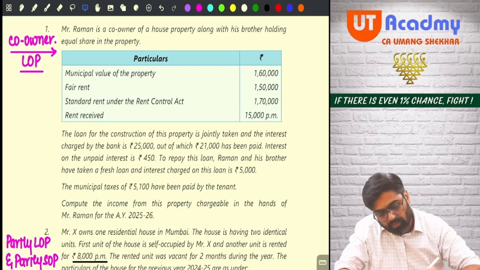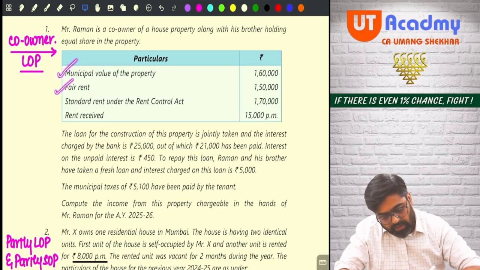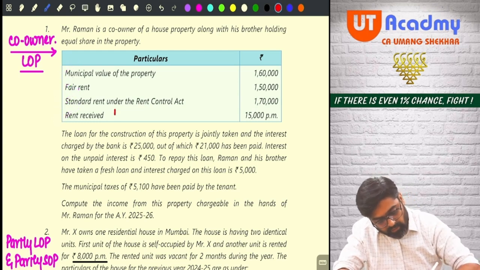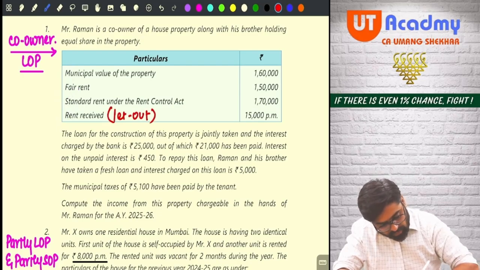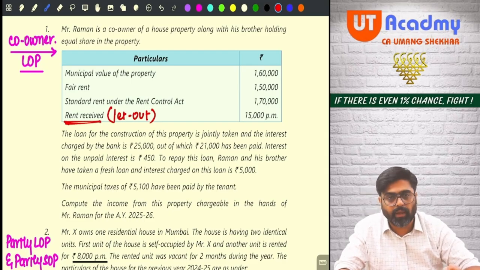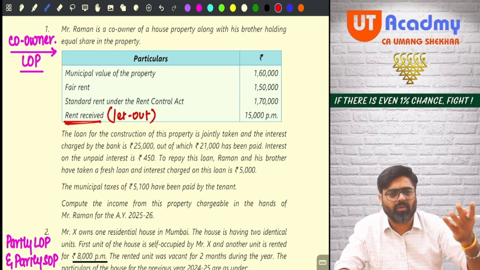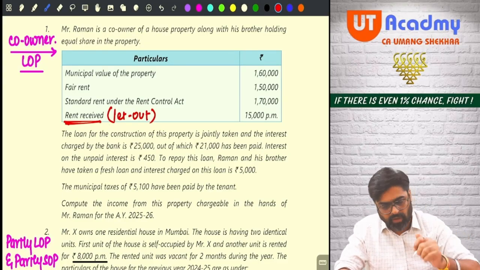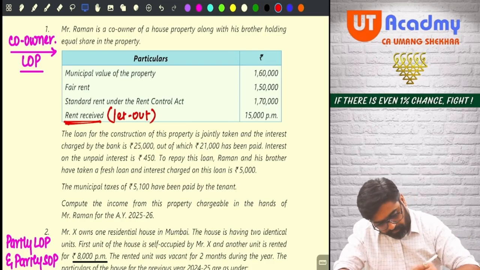Now this property has a municipal value, fair rent, standard rent, and rent is received, meaning that this property is let out. For a let out property only the rent is received, no? So this is a let out property having a co-ownership. First calculate the LOP income, and once the LOP income is calculated, then divide it into two parts.